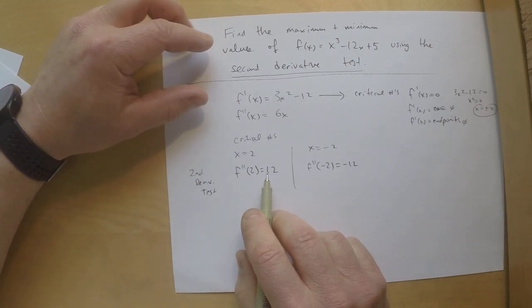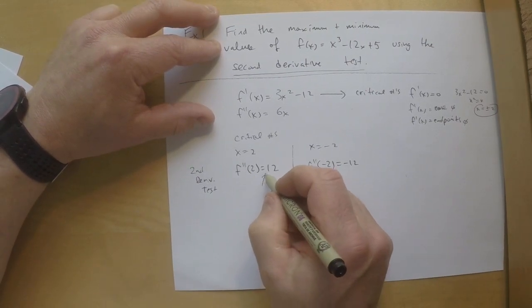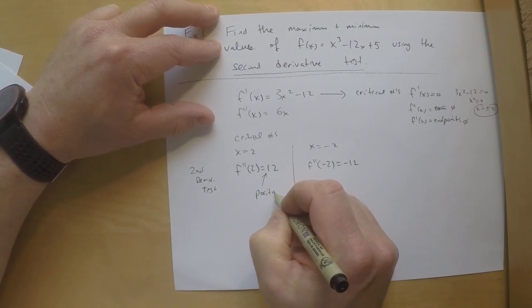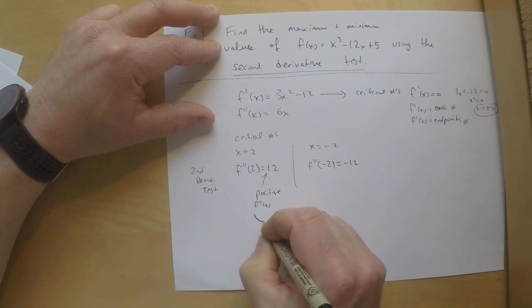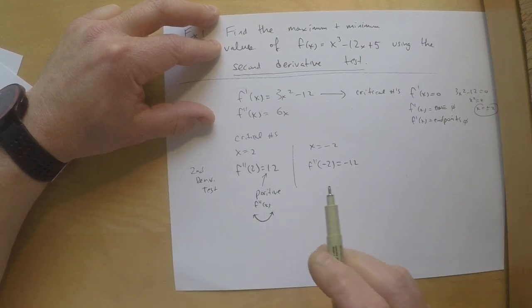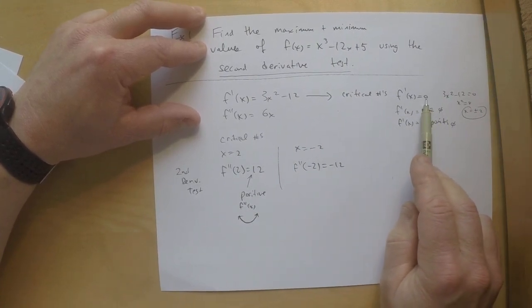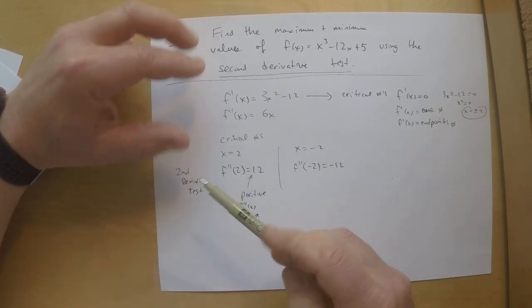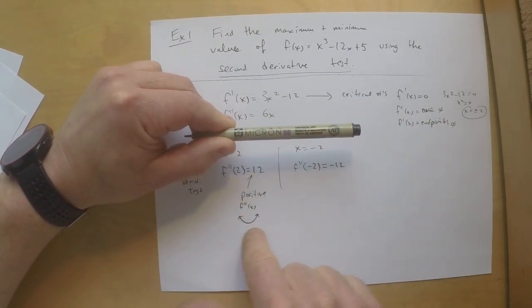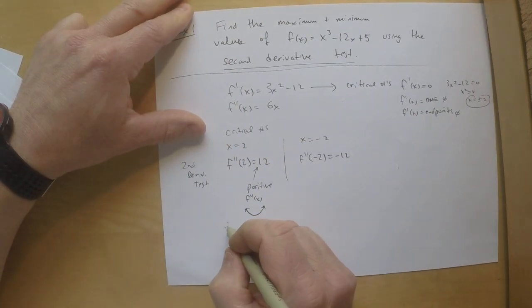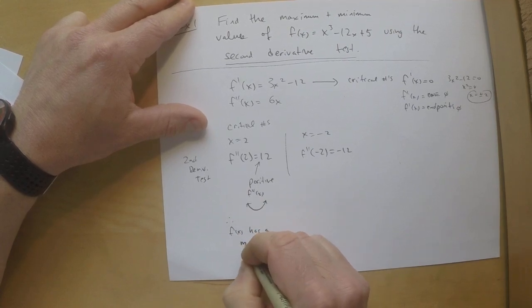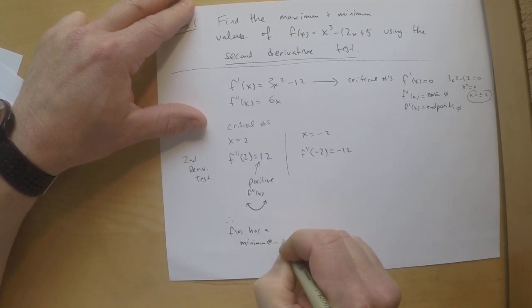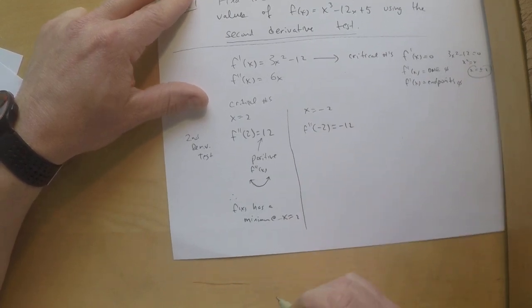So what does this tell me? My second derivative is positive. A positive second derivative tells me it's concave up. If I have a critical number where the slope is 0 at 2, I know the slope is flat and it's concave up. Therefore, f of x has a minimum at x equals 2.